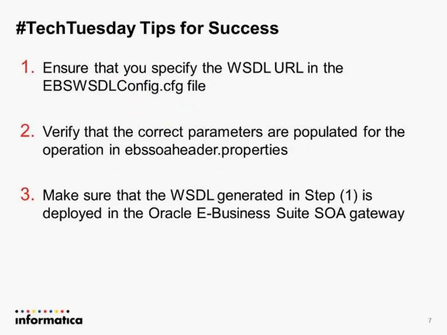So let's look at some of the TechTuesday tips for success. One of the most important ones that you saw Vijay do was to specify the WSDL URL in that EBS WSDL config file. So please make sure that you do configure that URL for the successful working of the connector. You also want to make sure that you have all the correct parameters populated in the EBS SOA header properties file as well. And finally, you've got to make sure that any WSDL that is generated is actually deployed into the Oracle eBusiness Suite SOA gateway.